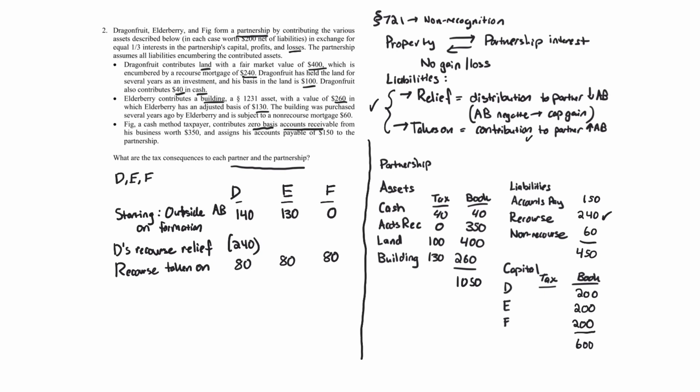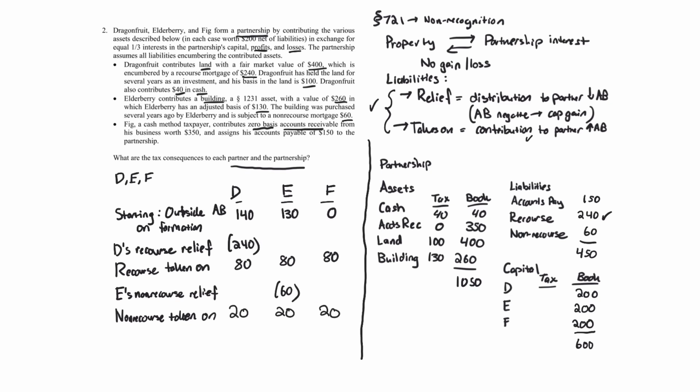Now we do E's non-recourse liability. So E's non-recourse relief, the amount of the liability we're told in the problem is 60. So we do negative 60 there. Okay? And then we have to allocate that non-recourse liability. So non-recourse taken on. Non-recourse liabilities, the general rule is we allocate non-recourse liabilities based on profit ratio. So again, capital, profits, and losses are all 1/3. So we do 20, 20, 20.